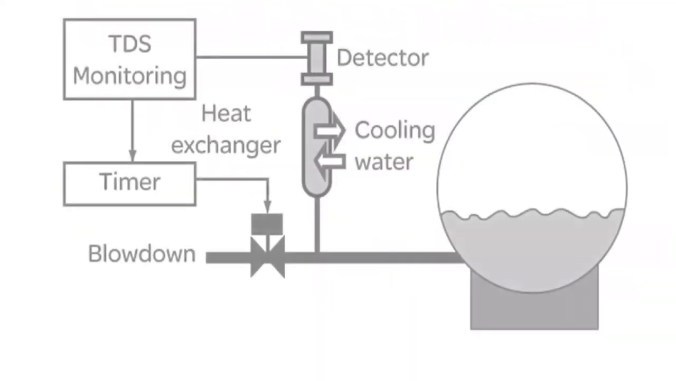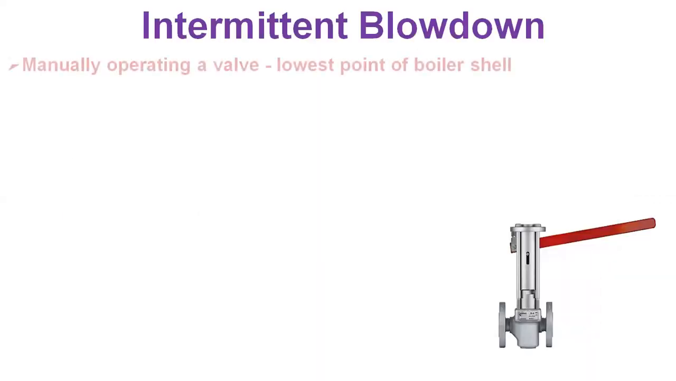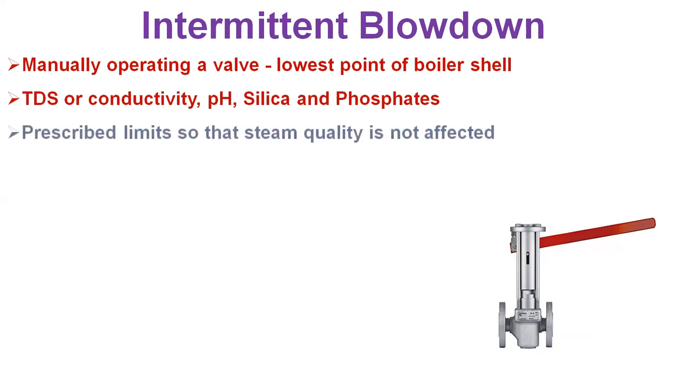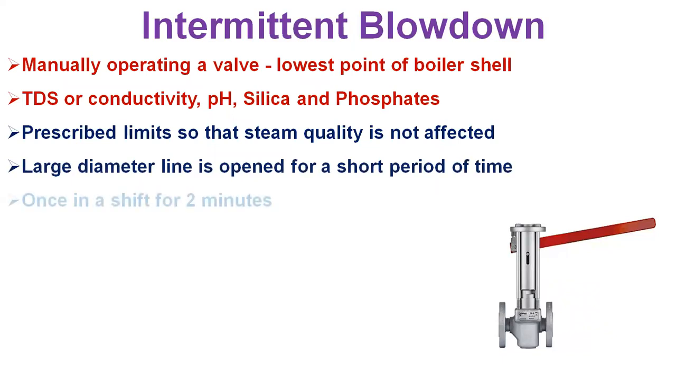Intermittent blowdown is given manually, operating a valve fitted to a discharge pipe at the lowest point of the boiler shell to reduce parameters like TDS, conductivity, pH, silica, phosphorus concentration, etc., within the prescribed limits, so that the steam quality is not likely to be affected. In intermittent blowdown, a large diameter line is opened for a short period of time, the time being based on a thumb rule, such as once in a shift for 2 minutes.